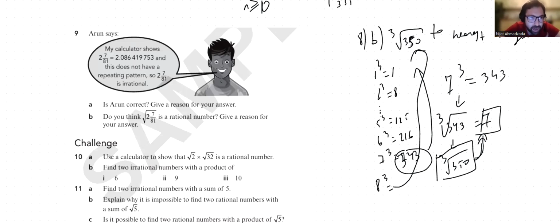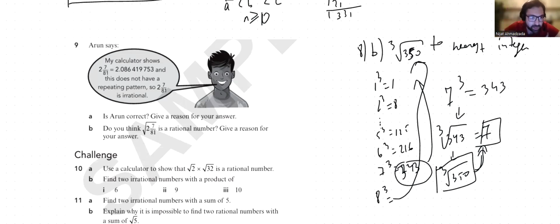Question number 9. Arun says some weird thing. Is Arun correct? Do you think this is a rational number?